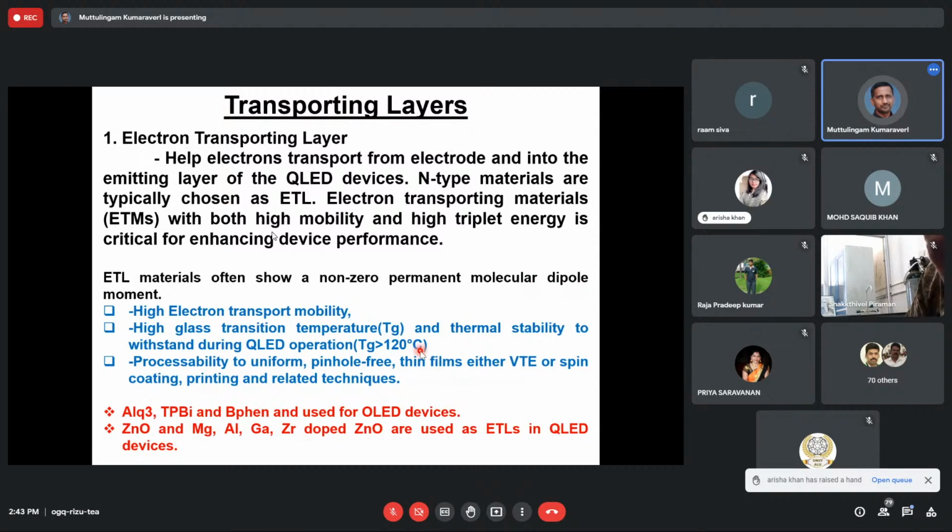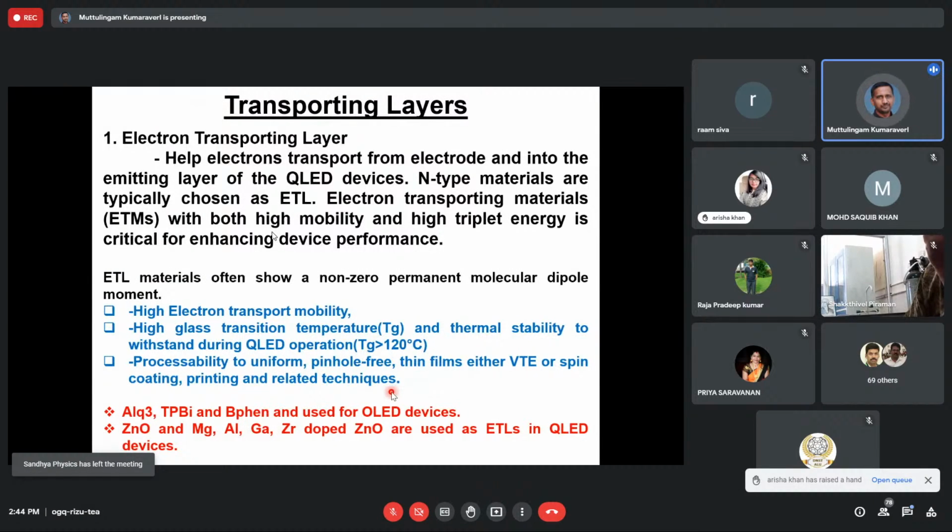They should have that. So, I summarize again: high electron transport mobility, and a high glass transition temperature. It should be expected to be greater than 120 degrees, and have thermal stability to withstand QLED or OLED operation. Sometimes heat is created when we are applying the current, so all those materials should be thermally stable.